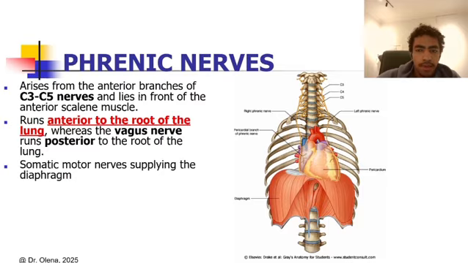And we have the phrenic nerves, which arise from the C3, C4, C5 nerves. They run anterior to the root of the lung, whereas the vagus nerve is posterior. So essentially, we're saying that the phrenic nerve is in front and vagus is behind. Oh yeah, it also innervates the diaphragm as the motor nerve. So when we cut them, we essentially can't breathe, and we will require a ventilator to help us mechanically breathe.